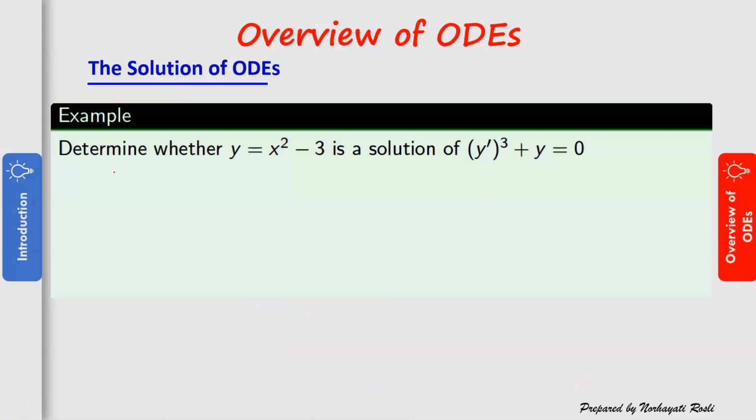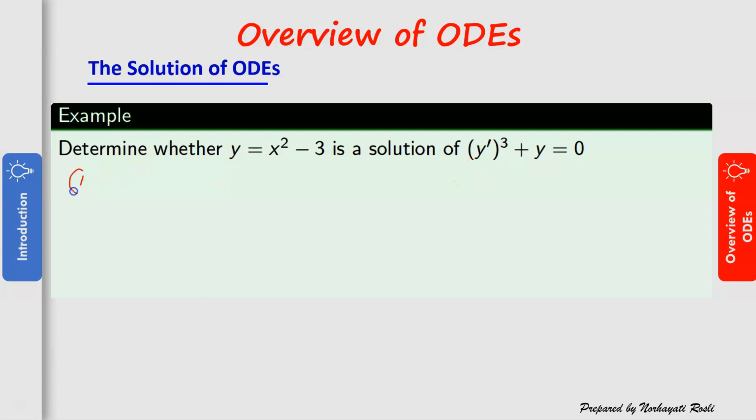Now class, we go to the next example. You need to determine whether y equal to x squared minus 3 is a solution of y prime to the power of 3 plus y equal to 0. How to show this? You have to find y prime, then substitute in this equation, and then substitute y here. If you can show the right hand side equals 0, it means that y equal to x squared minus 3 is a solution for this differential equation.